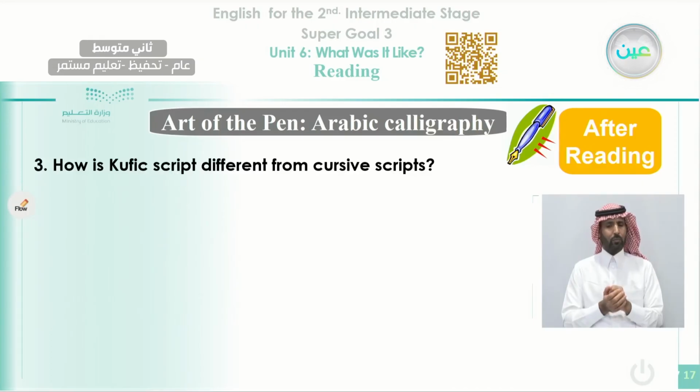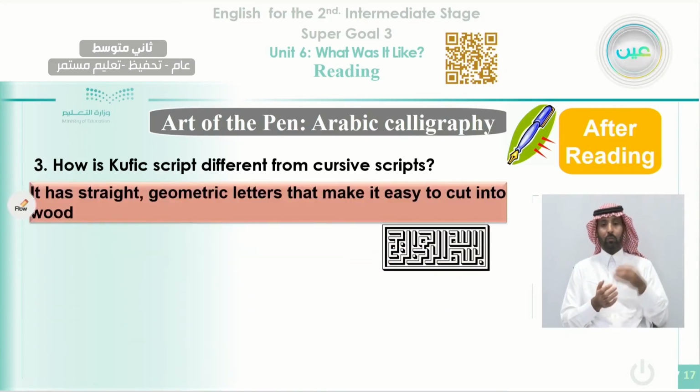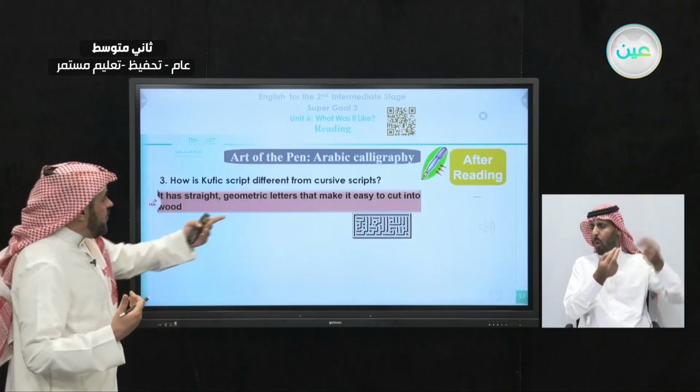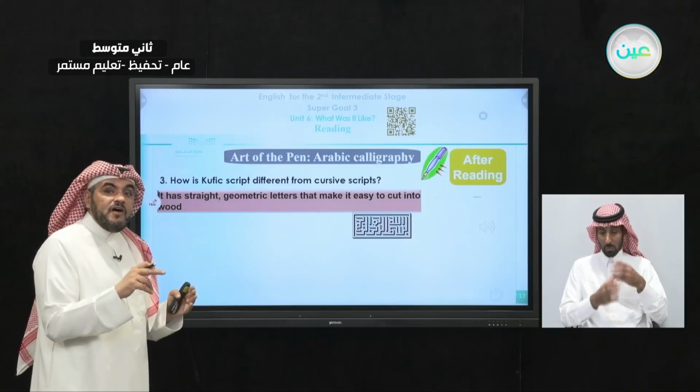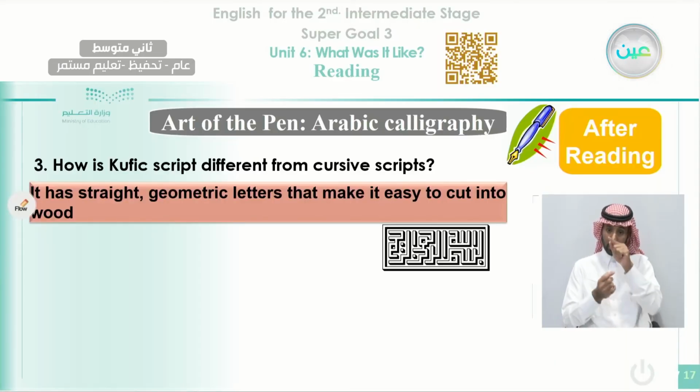How is Kufic script different from cursive script? Kufic and cursive, how are they different? You see, this one is the Kufic. It has straight geometric letters that make it easy to cut into wood. This is the oldest style, as we said. And why is it geometric like this, like triangles, like rectangles, and so on? To make it easier to cut into wood or stone.